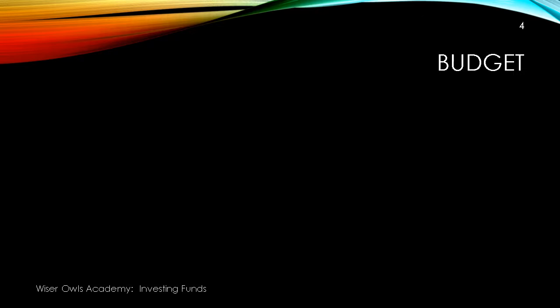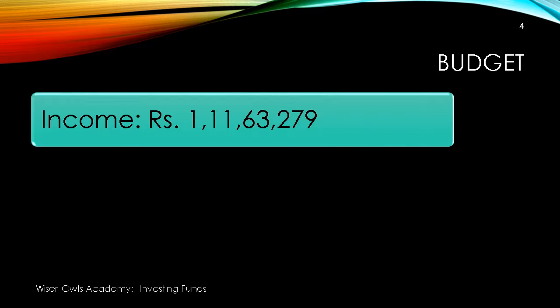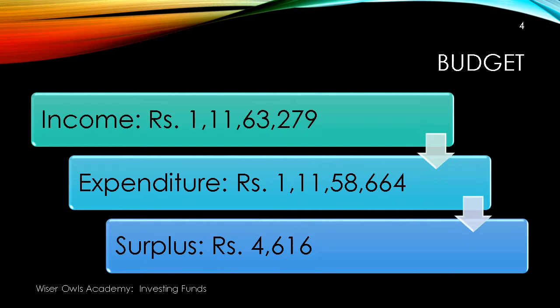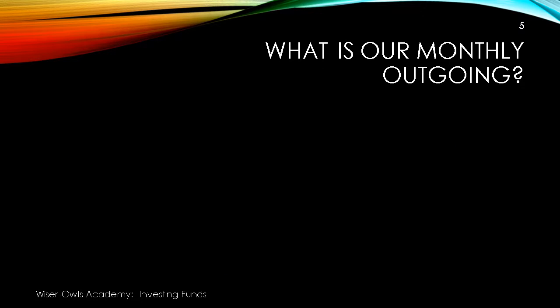Now here are some numbers which have been shown in the Excel sheet that has been circulated for the budget for the year 2017-18. The income is 1,11,63,279 rupees. The expenditure is budgeted to be 1,11,58,664 rupees. So that leaves a very small surplus, or a budgeted surplus of 4,616 rupees.